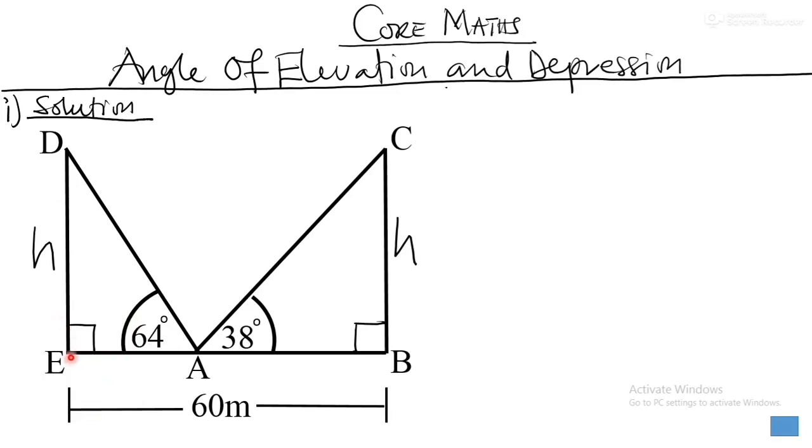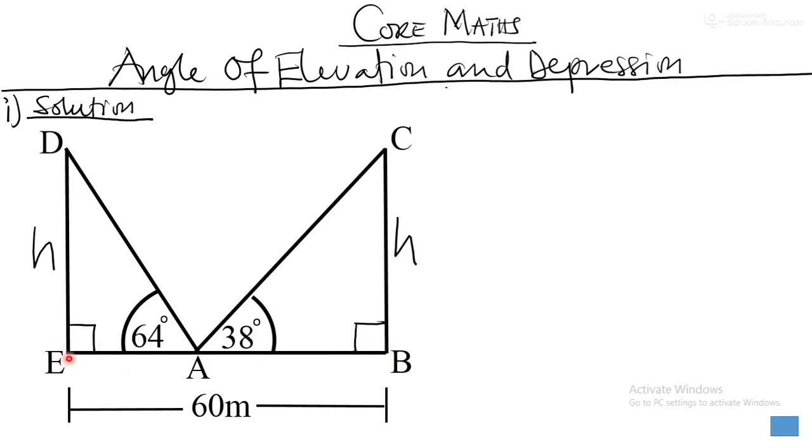Now you realize that we know the distance EB, which is 60 meters, but we don't know EA, and we also don't know AB. But we can find AB when EA is known. We can also find EA when AB is known, because EA plus AB will give us EB, which is 60.